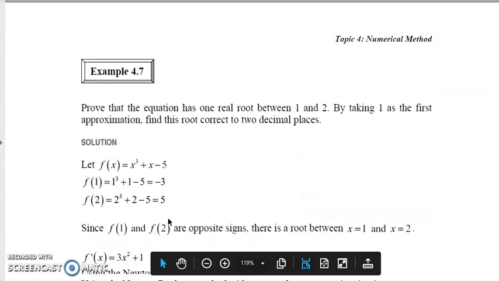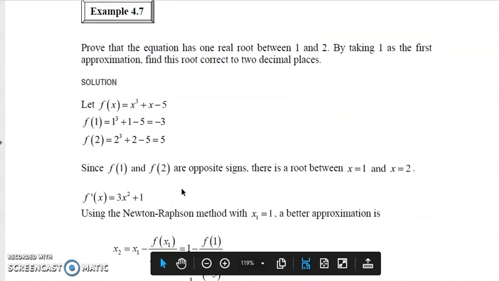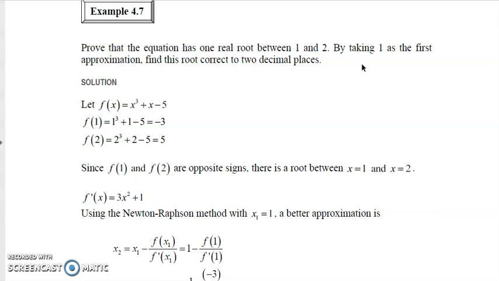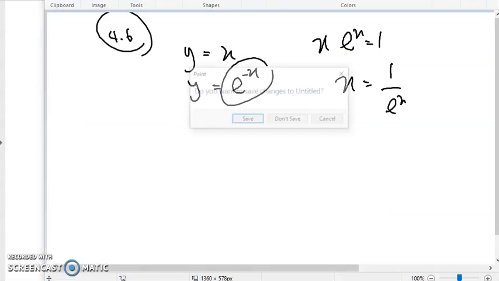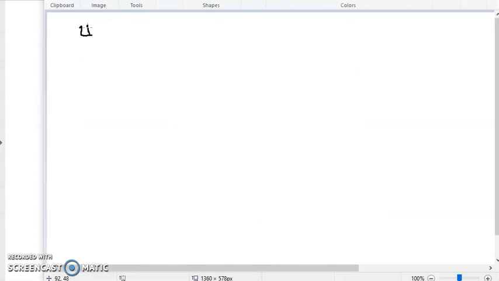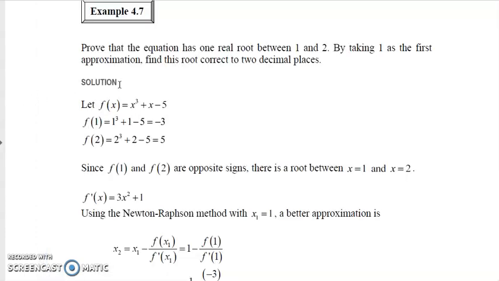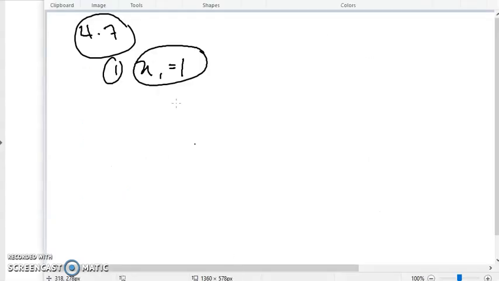Please redo it again. Example 4.7: the question asks, prove that the equation has one real root between 1 and 2 by taking 1 as the first approximation. Find this root corrected to decimal places. So the first step, in example 4.7: you already know x1, it will be equal to 1 because it is already declared here. Taking 1 as the first approximation, x1 is equal to 1.